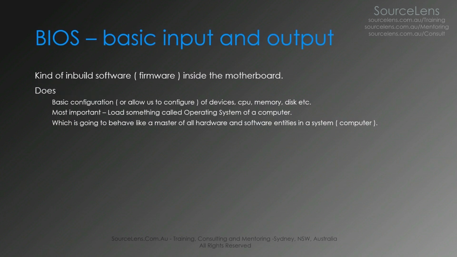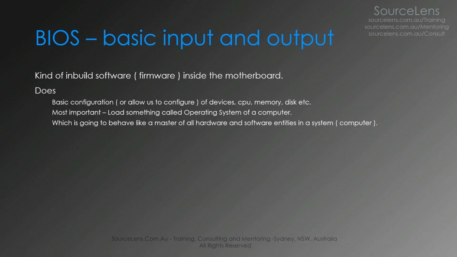Okay, a little bit information about the BIOS, basic input and output. So BIOS is a piece of software, like I mentioned, which is inbuilt in the motherboard. So motherboard has another chip inside, silicon chip, which has a bit of software called BIOS. It is also called firmware. Firmware is the name of software which is inbuilt into the devices. Most of the things when we buy have a software inbuilt called firmware.